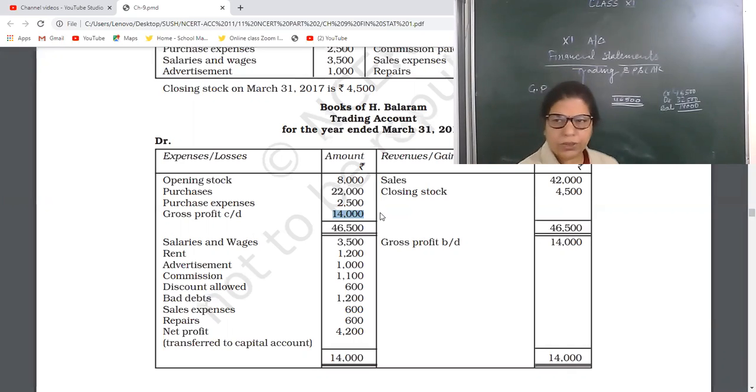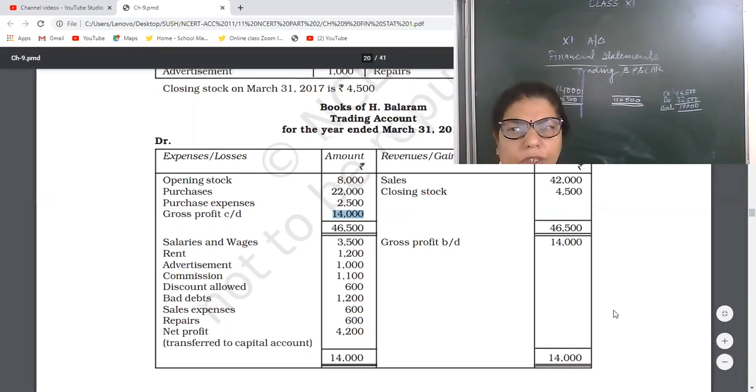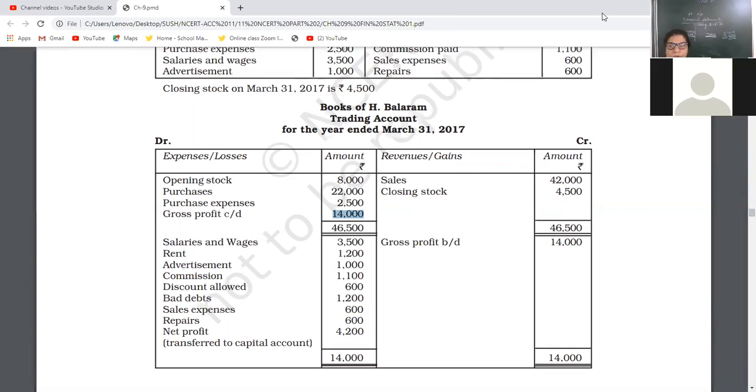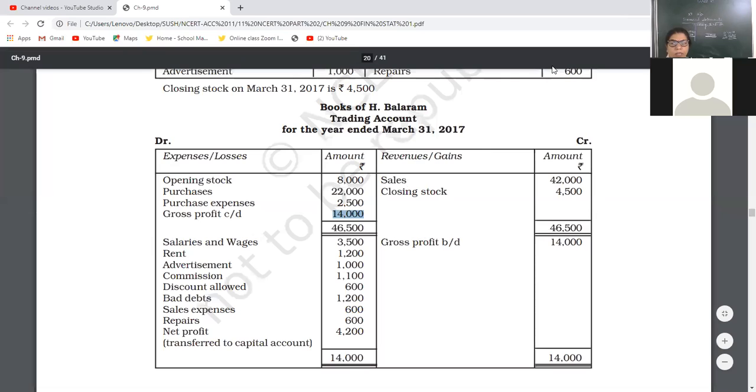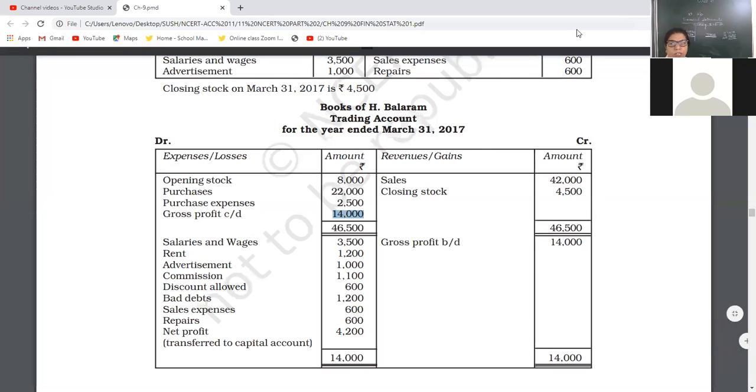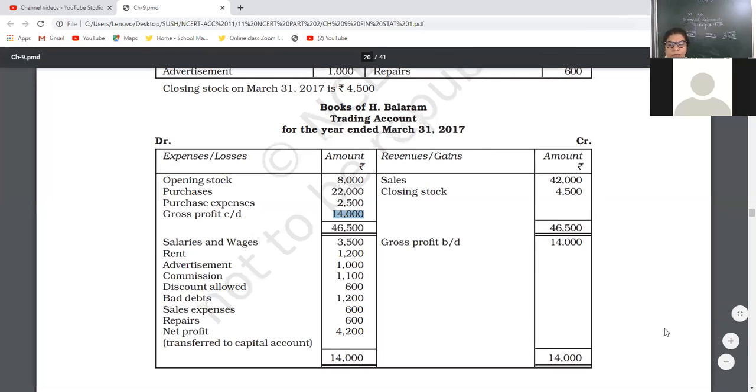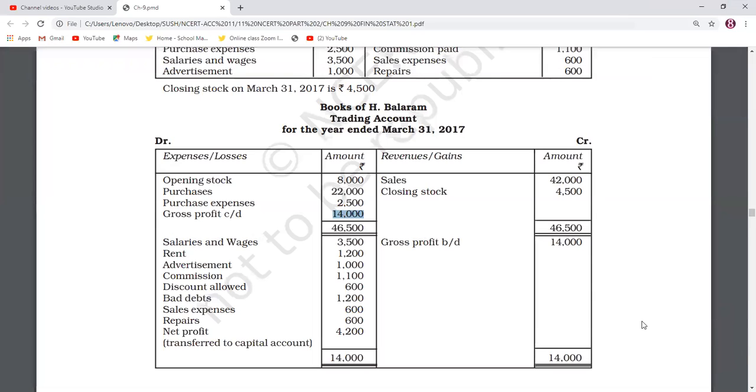Okay, shall I show you again? Wait, how to calculate? I am going to show you. See this one. How to calculate profit? Credit side 46,500, debit side 32,500, so remaining is 14,000, which is known as gross profit.